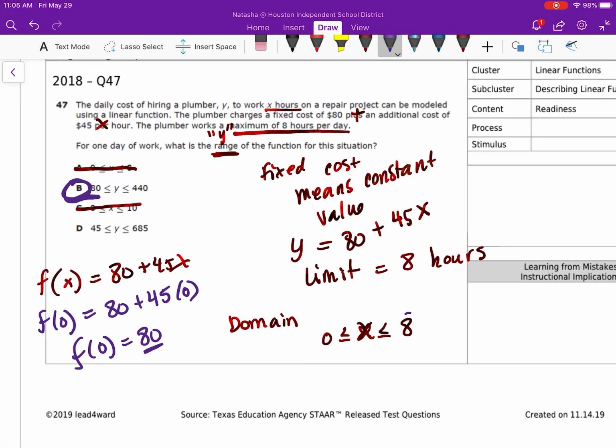Let's check our maximum. So I'm going to do f of 8. So f of 8 is going to be 80 plus 45 times 8. Let's see. 80 plus 45 times 8 is going to give me 440, which is our maximum value.